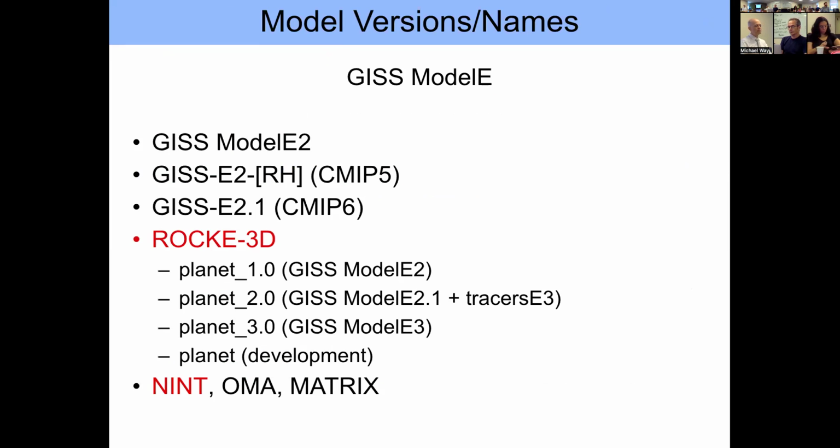We have a lot of model versions, and we try to sort them out by having version numbers in the most recent years, and to be more careful about that because people were confused. So we have this model E2 that was used for CMIP5, and it was the basis of Planet 1.0. Then we have ModelE2.1, which was used in CMIP6, and it is largely the basis of Planet 2.0. It says there in the slide, Tracer C3, that's internal lingo, don't worry about that. And we are working essentially on Planet 3 that will include many changes in the cloud physics as inherited from ModelE3, but this is not ready yet.